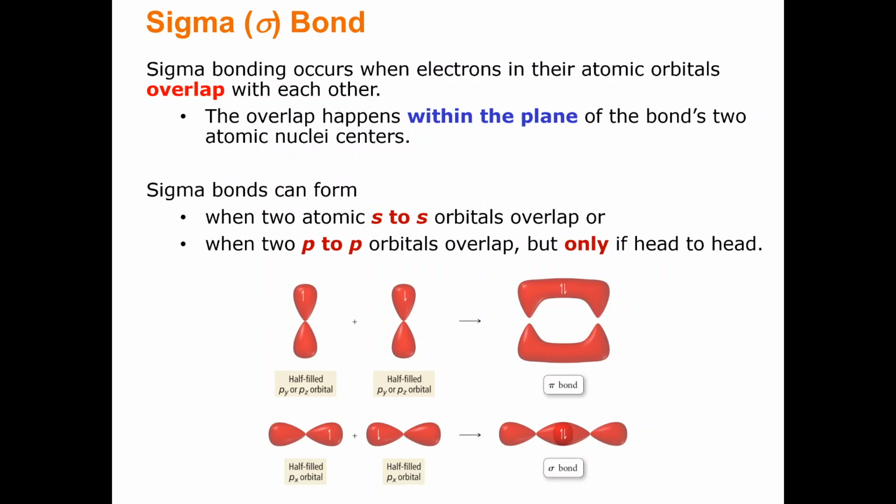Well, what's the opposite of head-to-head? If that's a sigma bond, well, it's a pi bond. So if instead they're parallel, and they start to overlap in this direction, in this curved shape, that's when we start to get pi bonds. So if they're head-to-head, it's sigma. If they're parallel, it's a pi bond.